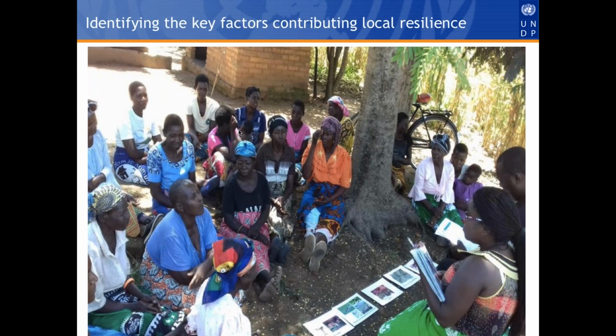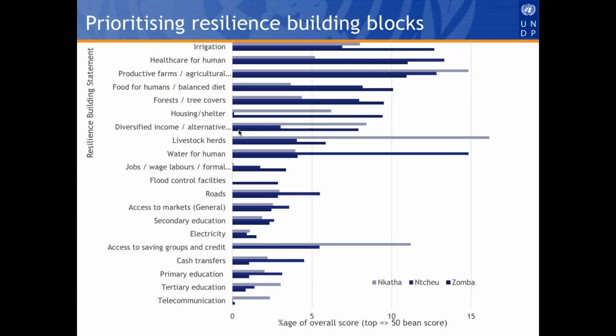Okay, so now I think we can go to another picture. I said that CoBRA has helped us to identify over 30 resilience building blocks. If you look at this graph, you see priorities. Here, a priority was on productive farms and agriculture. As I've mentioned, the country depends on agriculture. So people are not just looking at production now. They also want markets.